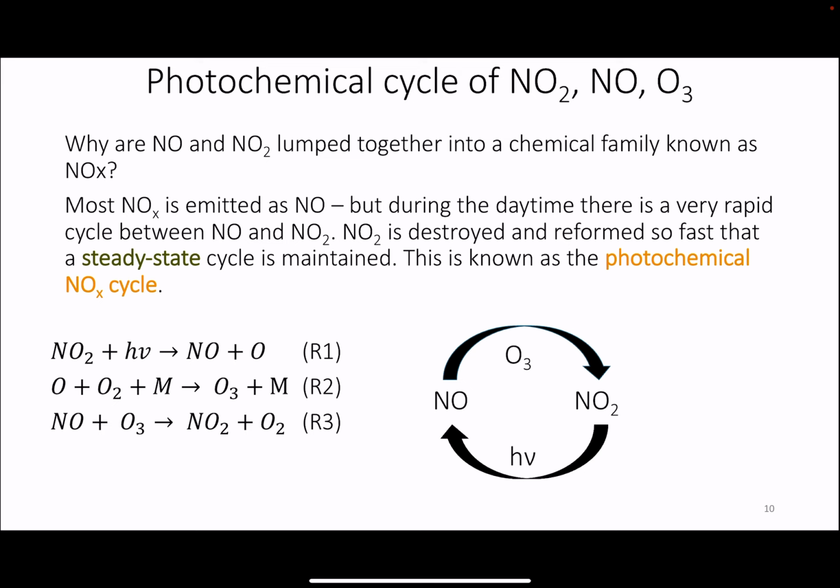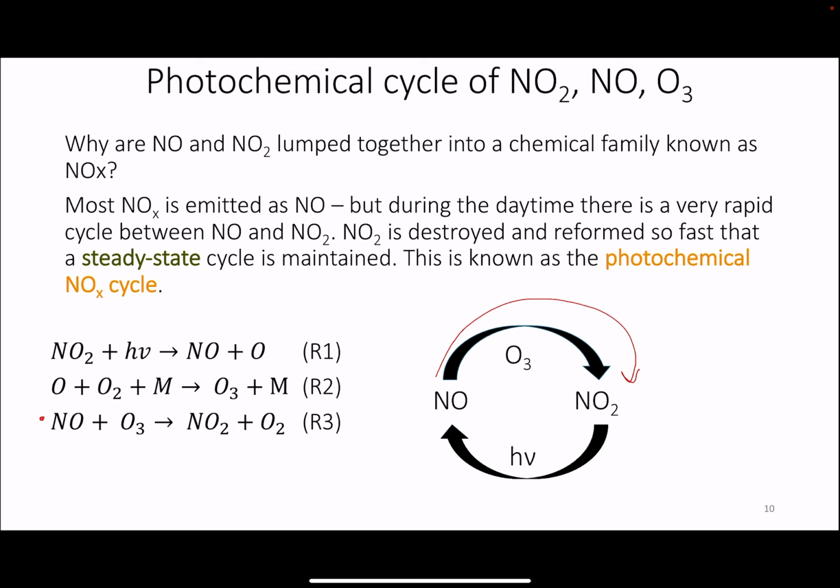The NO and NO2 are destroyed and reformed so fast that you almost instantly establish a steady state cycle. This is known as the photochemical NOx cycle. This is why I refer to it as the NOx family, because it's basically impossible to distinguish between the NO and NO2. As soon as NO is emitted, it reacts with ozone to form NO2. That's this part of the arrow here, forms NO2.